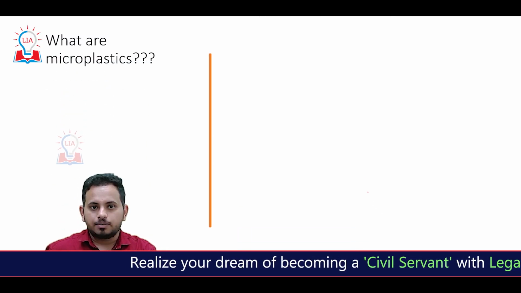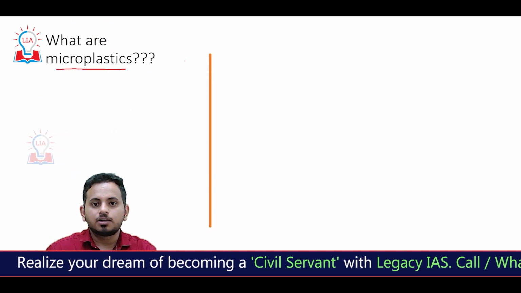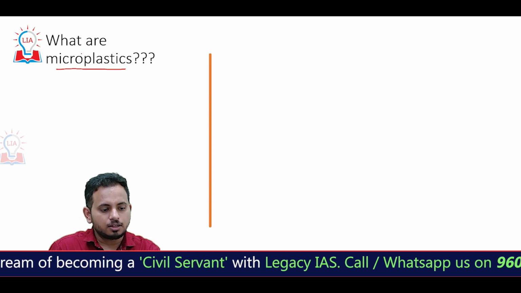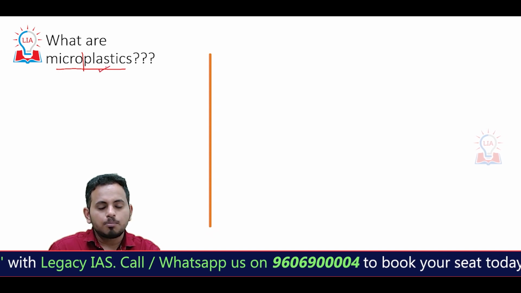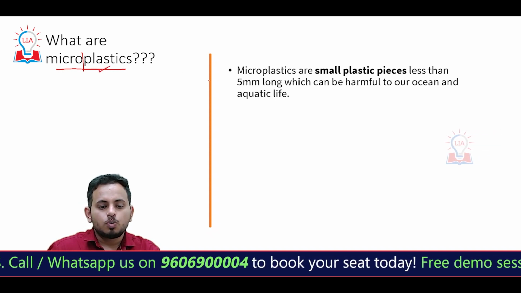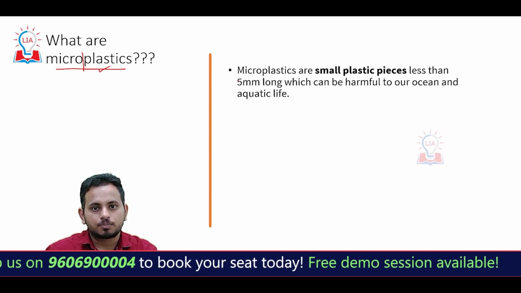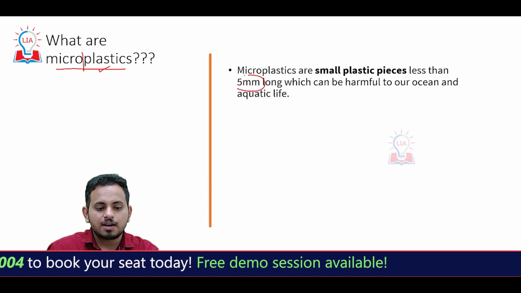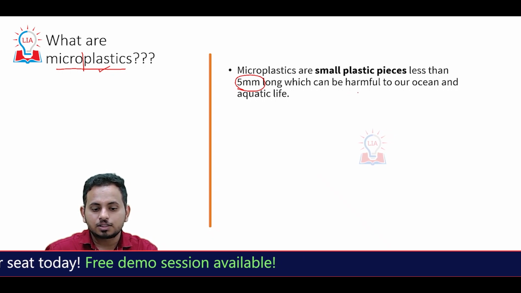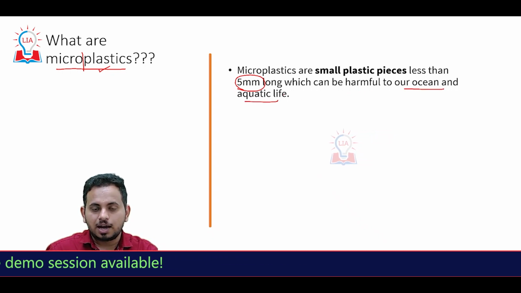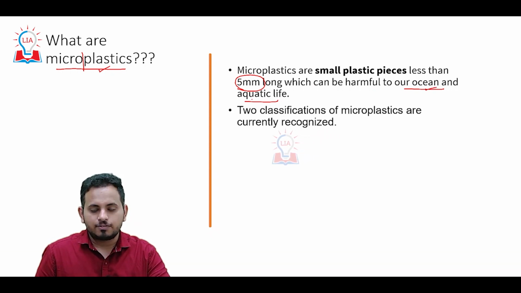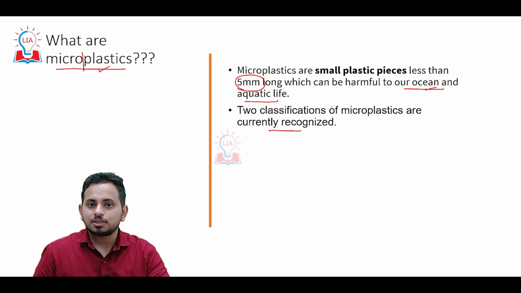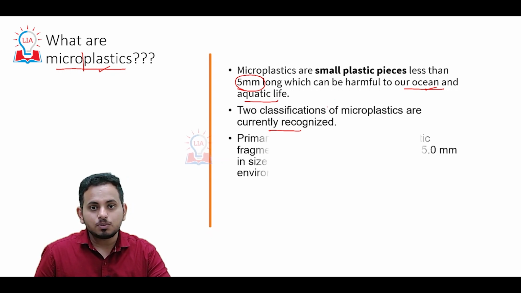Let's begin. What do you understand by the term microplastics? You can break the term into micro and plastics. You can say that small plastics are called microplastics, because this is the general definition. The actual definition is any plastic, if it is less than 5 millimeter in length, then it is called a microplastic, and this microplastic is hazardous to the ocean and also the aquatic life. There are two classifications of microplastics. One is the primary microplastics and the other one is secondary microplastics. We will see what they mean actually.